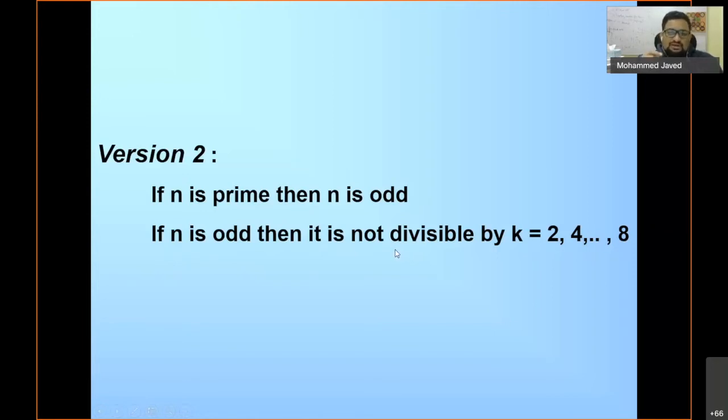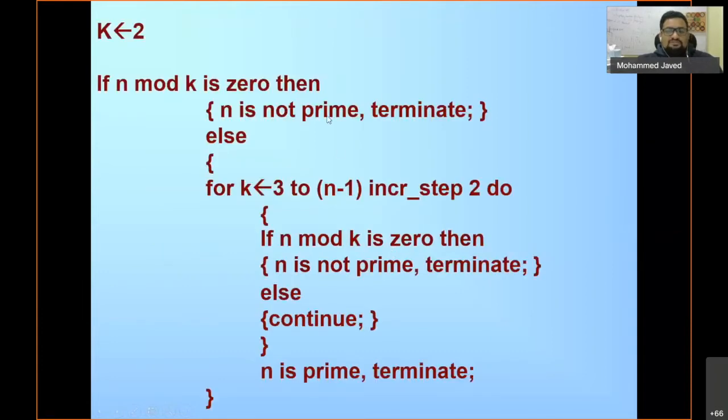Now can we modify this algorithm? Whatever the previous version 1 we had designed, let us now tweak it and modify that algorithm. So now what we do is that we would skip the even number division, right? So the algorithm gets modified like this: k equal to 2. If n mod k is 0, then n is not a prime and terminate, right? Or else, k equal to 3, I am starting from 3 because I left 2 here.